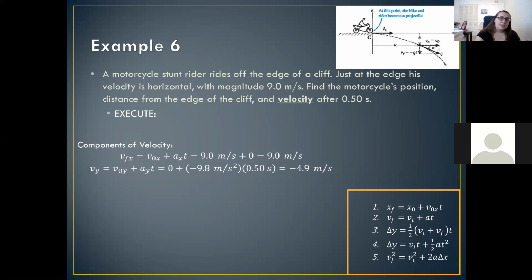At every point in his death-defying jump, he has a constant x velocity. But in the y direction, it's not constant because acceleration due to gravity is going to be pulling him down. So for our y velocity, same equation, but we're going to plug in all of our y components. Our initial y velocity is 0 because he's moving horizontally at first. But gravity pulls him down, and he's been pulled down for 0.5 seconds. So that gives him a y velocity of negative 4.9 meters per second.